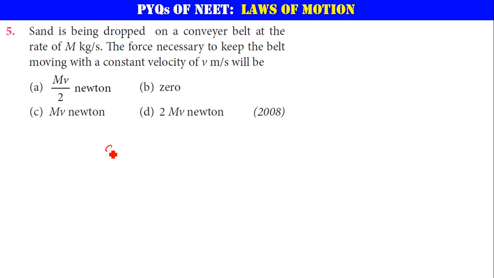He has given dm by dt, the rate at which the sand is dropping. Okay, that is m kg per second. Very good. Now the force necessary to keep the belt moving with a constant velocity. Velocity has to be constant. That is a value we know.